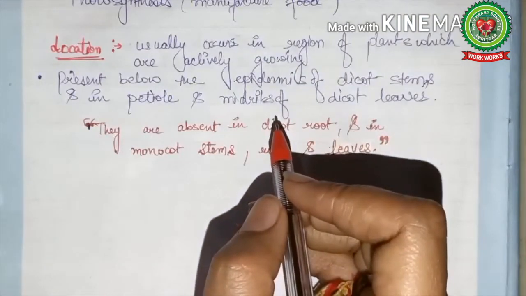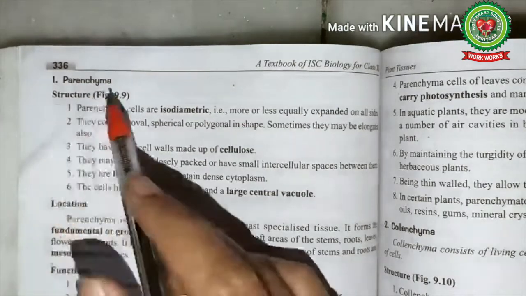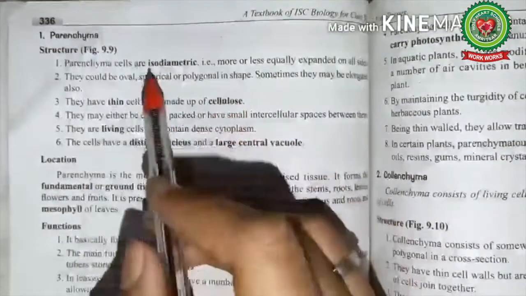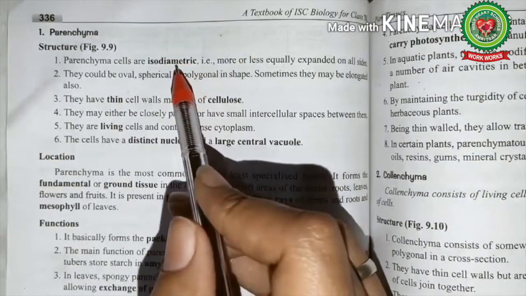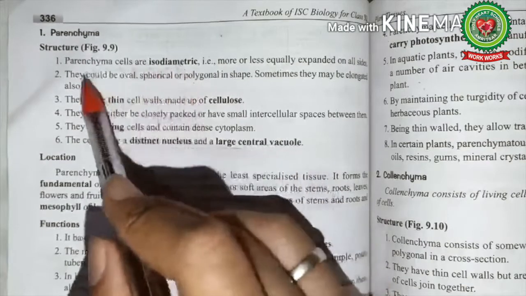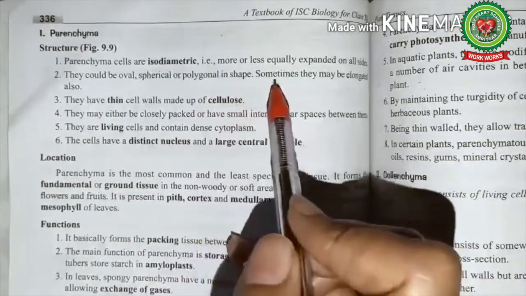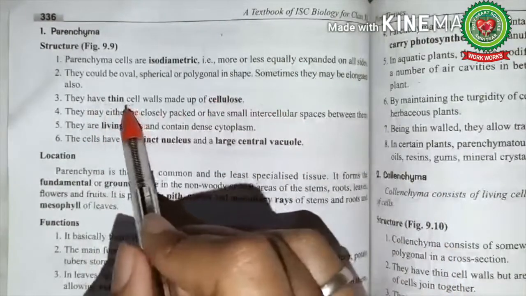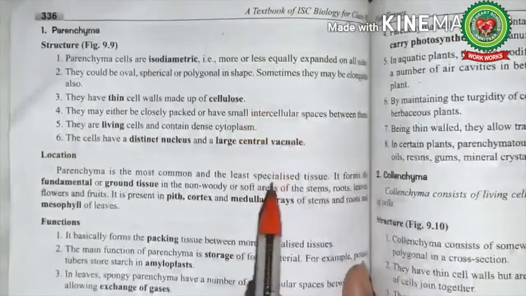Now take out your book and open page number 336. Here you can see parenchyma. If we talk about structure, parenchyma cells are isodiametric, that is, they are expanded in all directions equally. They could be oval, spherical, polygonal in shape. Sometimes they may be elongated also. They have thin cell wall. They may be closely packed or may have intercellular spaces in between.